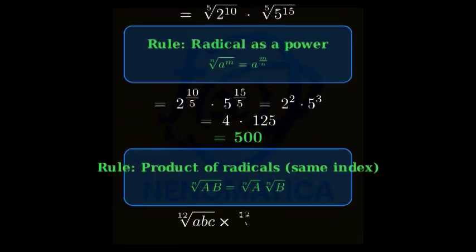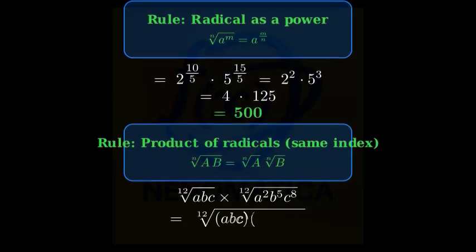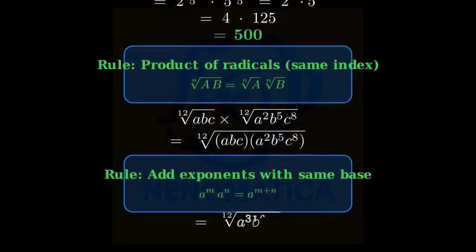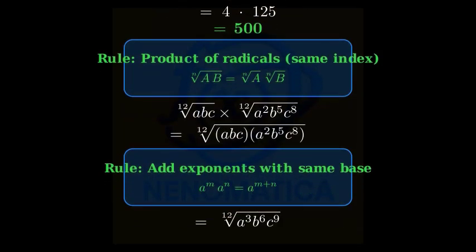Multiply two 12th roots. First, combine them under a single 12th root using the same product rule. Now add exponents for like bases inside the radical. 1 plus 2 makes 3 on A. 1 plus 5 makes 6 on B. 1 plus 8 makes 9 on C.